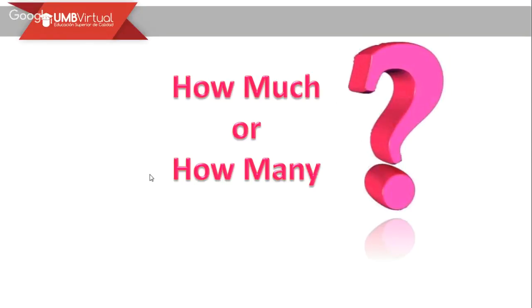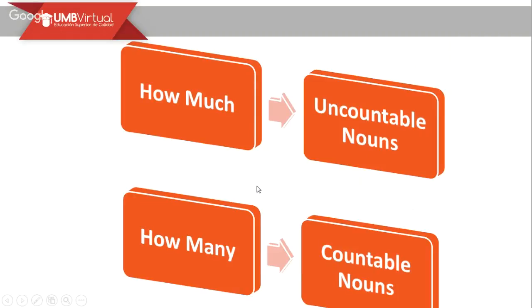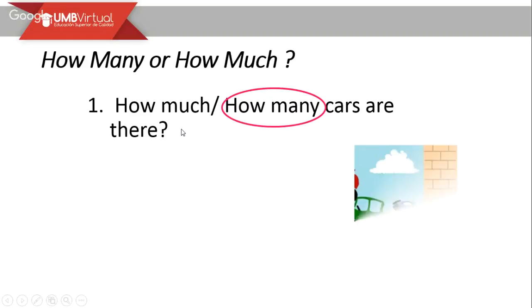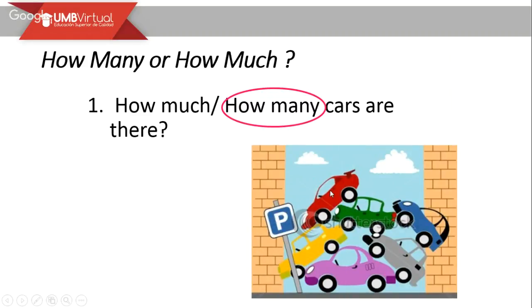Okay, so we are moving to our topic that is called how much and how many. We use how much to ask for the quantity of something, and how much we use with uncountable nouns and how many with countable nouns. So let's see some examples. In this case, as we can count the number of cars, we use how many cars are there. Remember that we use how many with countables. There are 6 cars. That's the answer.